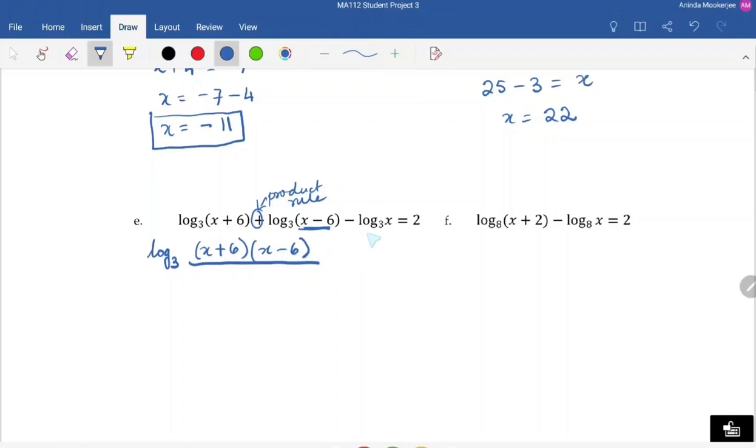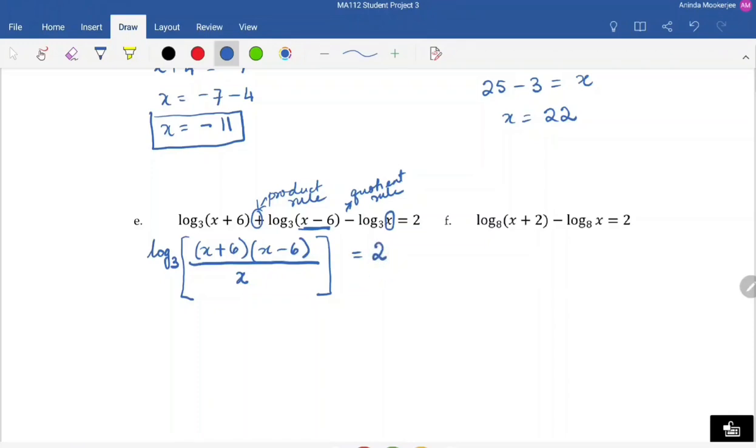Because of the minus in the third term, we have to apply the quotient rule. All right, this will involve the quotient rule. That means this x is going to be in the denominator. So this is one whole expression with a single logarithmic term. So we have condensed 3 terms into a single term on the left-hand side. The other side is equal to 2, right?